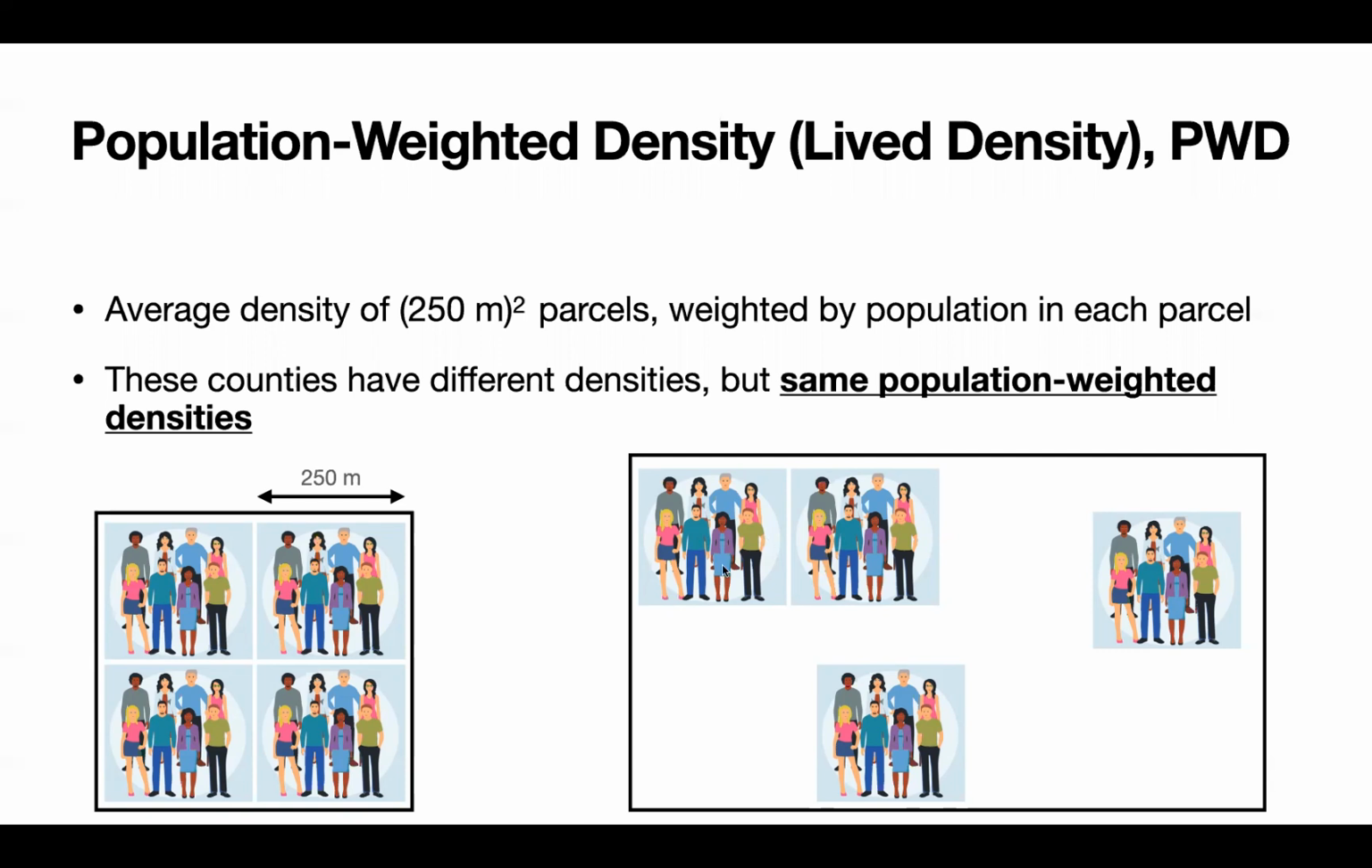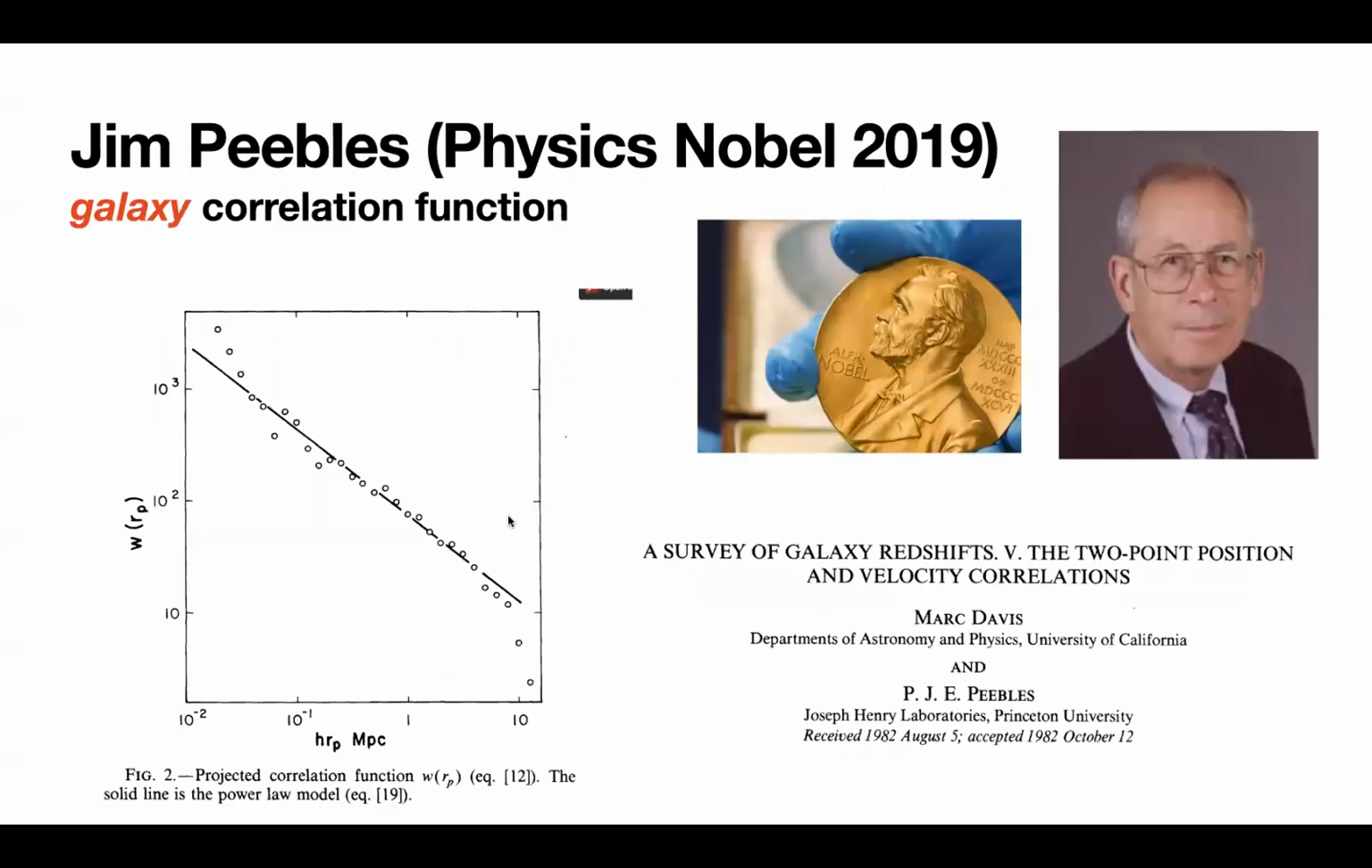So that means that these two counties have the same population weighted population density. In other words, everybody, if they look around them, sees the same density of people within 250 meters. Even though if you go farther away, they may not be the same, within a close proximity they see the same density. So that's the idea of population weighted density. And you could see this is already very closely related to the correlation function. In fact, Jim Peebles, whom most of you, I imagine, know, won the Nobel Prize in 2019 for his pioneering work in cosmology. He pioneered this study of correlation functions. And here I'm showing one of the early works on the projected correlation function of galaxies, where you look at basically the density of galaxies in the sky as a function of separation. So basically, how likely is it to find another galaxy in proximity of one galaxy.